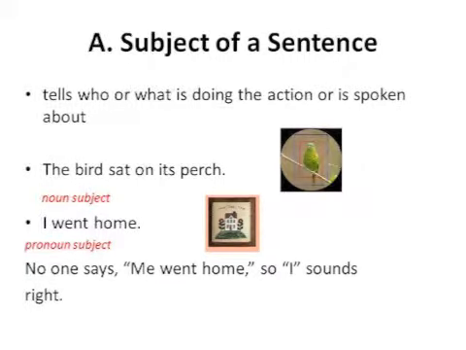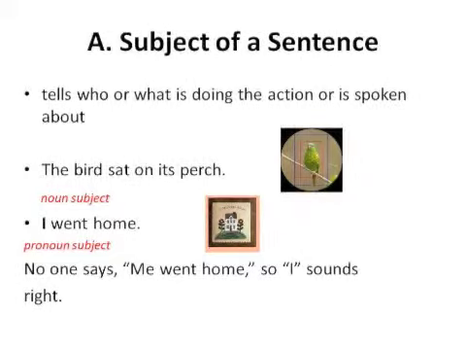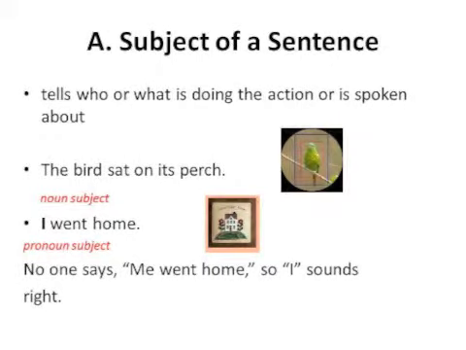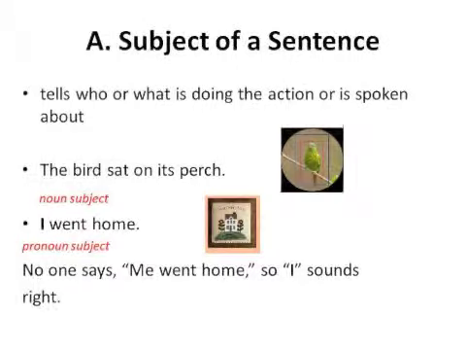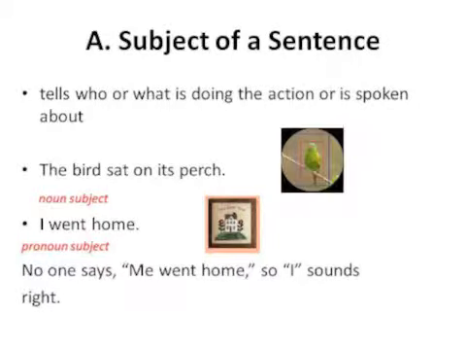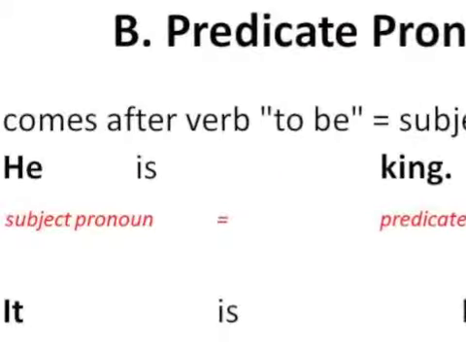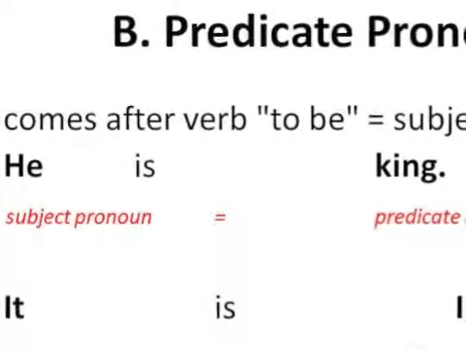The bird sat on its perch. The bird is a noun, and it's a subject. As a pronoun, you use I. I went home. No one says me went home. That doesn't sound right. Here's where it gets a little tricky.